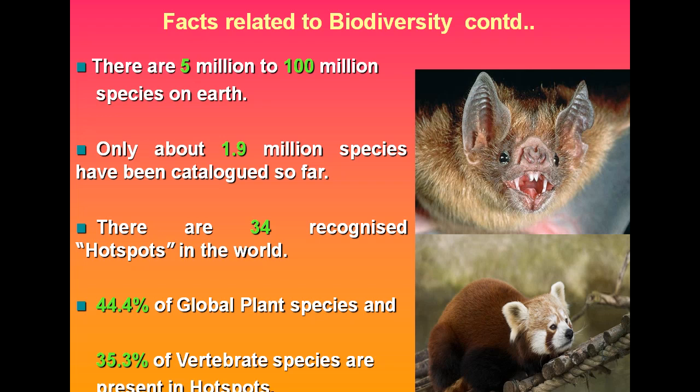To give an example, we are lucky to have one such hottest hotspot, that's the Western Ghats, where all of us live. In India, we have two hottest hotspots. One is the Western Ghats where we live, and the second one being the northeastern forest. See, 44.4% of plant species and 35.3% of vertebrate species are found within these 34 hotspots. So that's why they are considered as hottest hotspots of diversity.